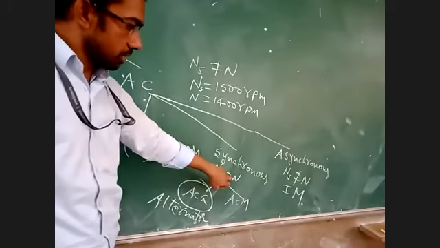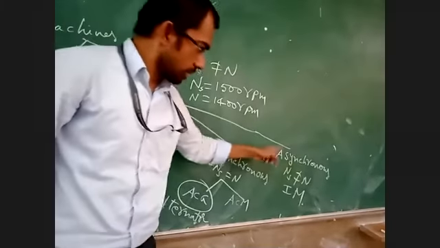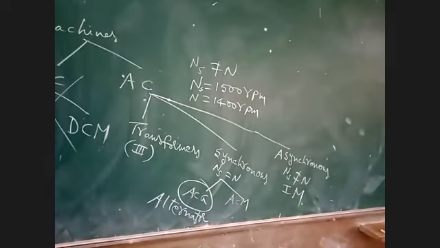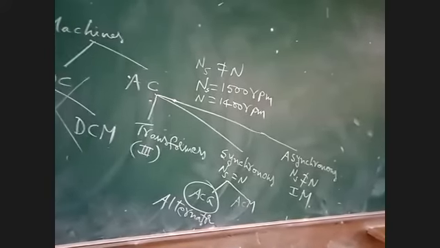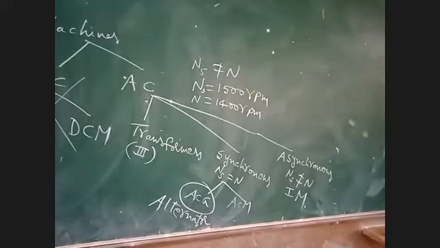If Ns is equal to N, that is called a synchronous machine. If Ns is not equal to N, that is the asynchronous machine. Asynchronous machines are induction motors. Tomorrow we'll start the 4th unit, induction motor. Induction motors are of two types: three-phase induction motor and single-phase induction motor. After completion of that, we will start the synchronous machines.